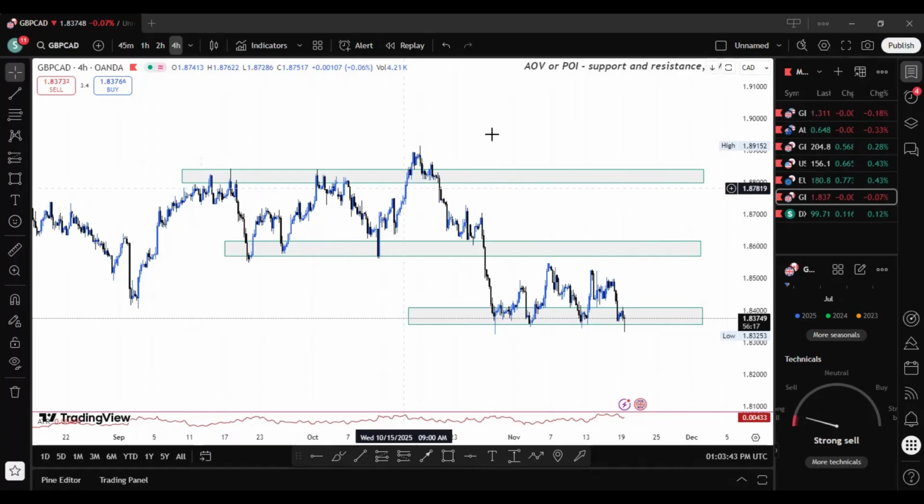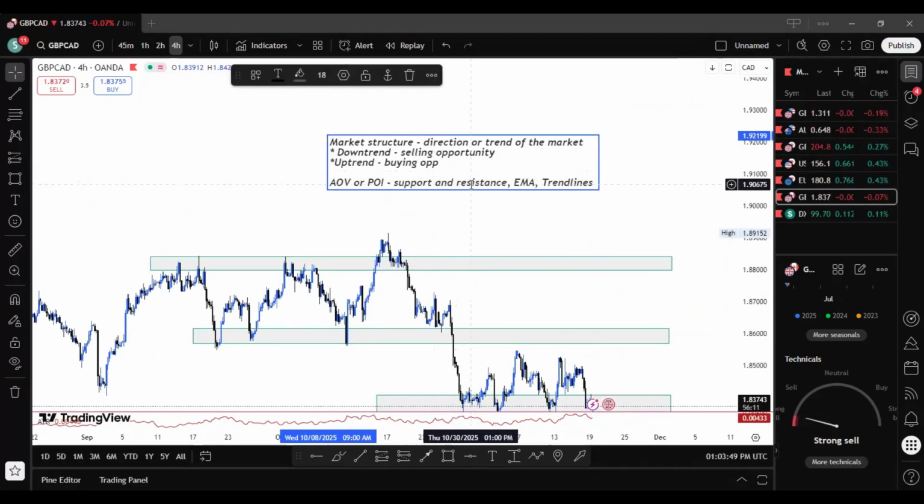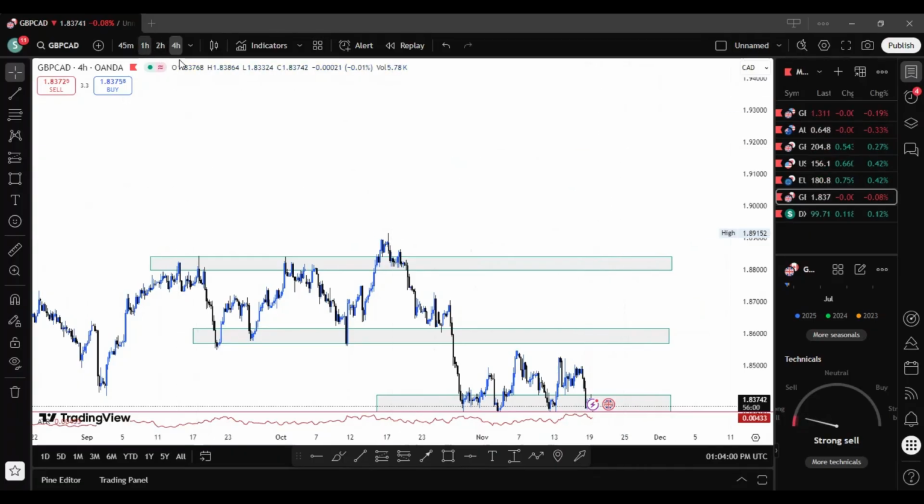Once I'm done with this, the next thing I'll look for is my entry trigger, which is candlesticks. I will leave the link to the previous video on this channel where you can go and learn about candlesticks and how to use them to trade. All right, so let's go back to the 1 hour time frame.